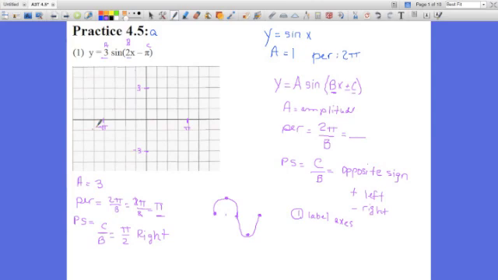And so I'm going to need to fit it in twice in this space, and then ultimately I'm going to shift it left pi over 2, which I will do in a different color so you can see the final answer. All right, so I do my first period.